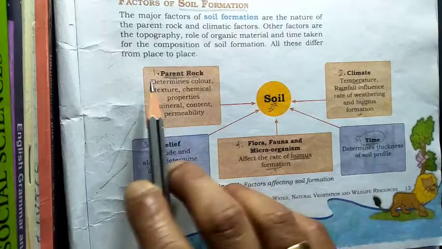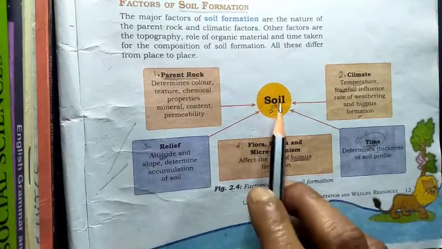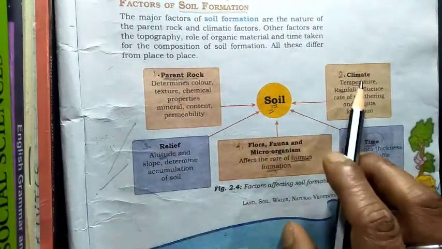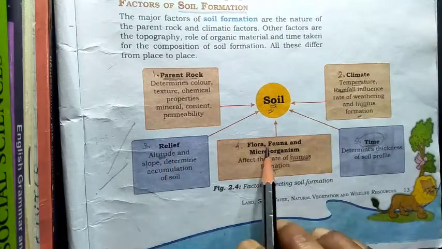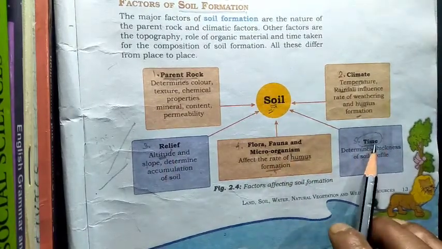So here we have got 5 factors which affect the process of soil formation. One is parent rock, one is climatic factors, one is relief, flora, fauna and microorganisms, and time.